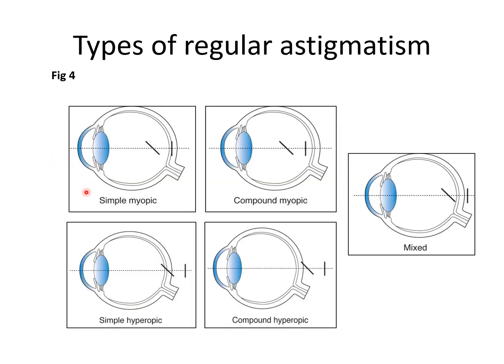Here we see simple myopic and simple hyperopic astigmatism. The one axis here is emmetropic, same here, one axis is emmetropic. Then we have compound myopic and compound hypermetropic astigmatism. Both the axes are myopic or both the axes are hypermetropic. And this is mixed astigmatism. One axis is myopic and the other is hypermetropic.